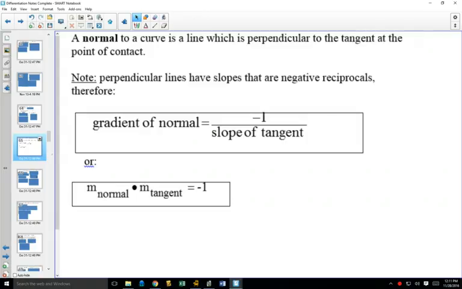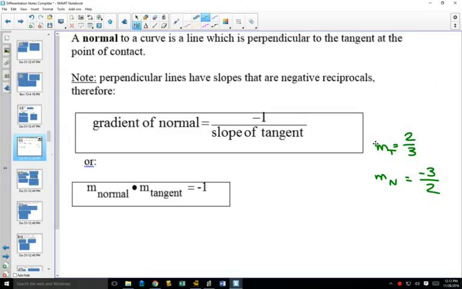But you've done slopes of perpendicular lines. What do we do if we knew that the slope of our tangent was 2/3? I'll put a little t here for tangent. Then the slope of our normal line, you would flip your fraction and change the sign. So then the slope of our normal line would be -3/2.